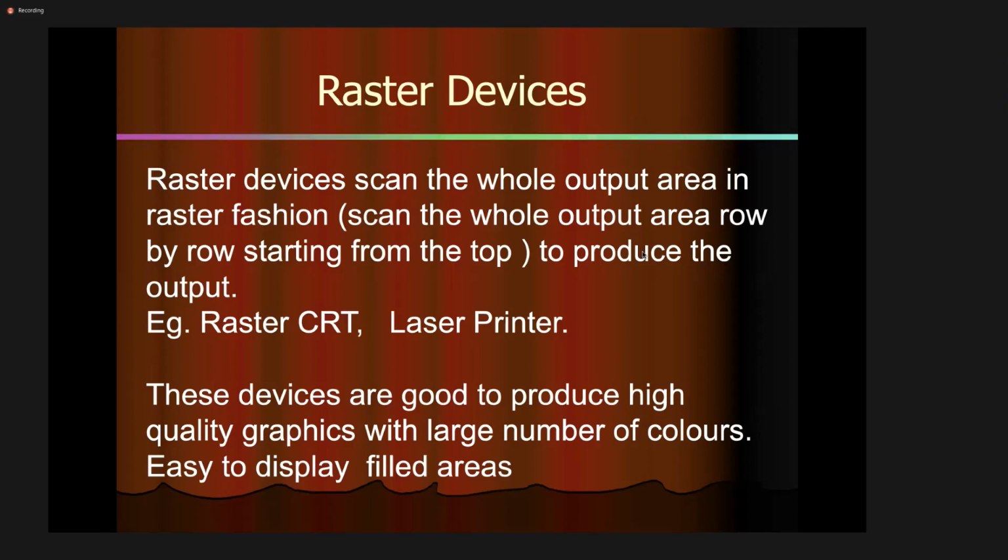Raster devices. From top to bottom, left to right, all the pixels described in the memory, in the graphic file or the frame. In the video, there's a frame. Therefore, each and every single pixel is defined and can be represented. And those are very good for producing high quality graphics with a large number of colors, and the color scale is very large. And it is very easy to display filled areas also.